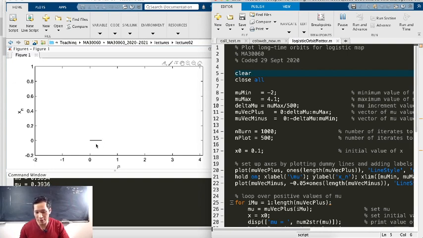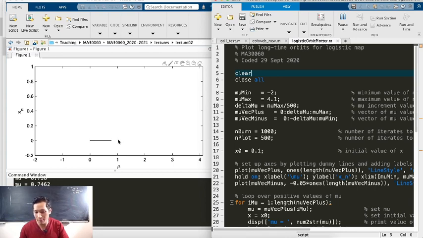But in this case, when mu is less than 1, even though you start at 0.1, those iterations will eventually converge to the fixed point at x equal to 0. So in this picture, you're only seeing x equal to 0. This is the lone fixed point in the system. Okay?